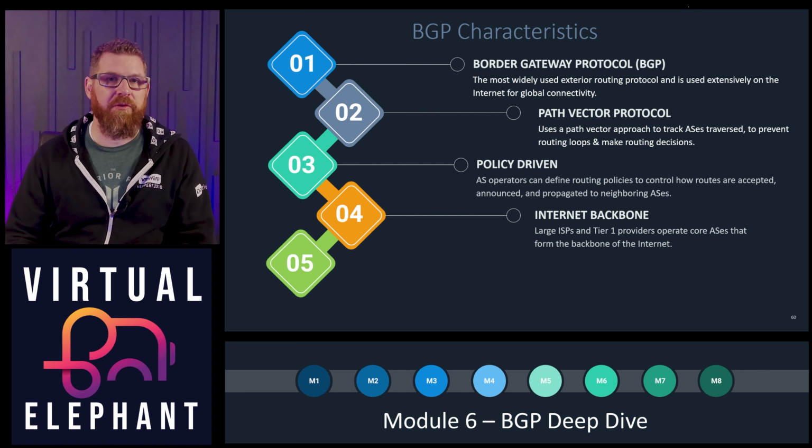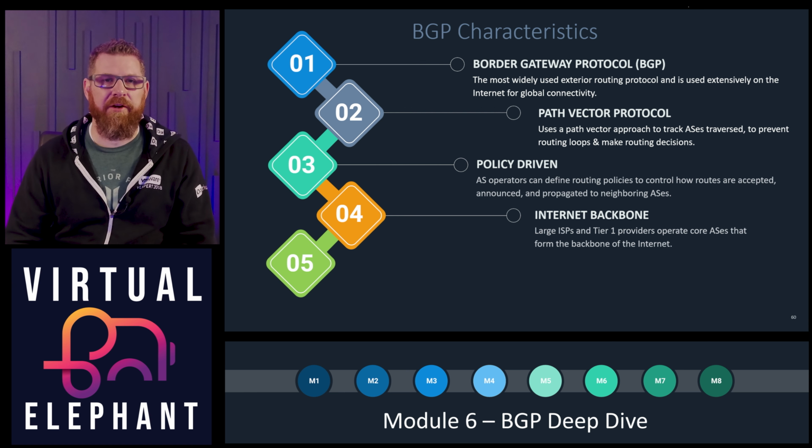BGP is also the internet backbone. So large ISPs and Tier 1 providers operate core ASs that form the backbone of the internet itself. And these ASs play a critical role in routing traffic between smaller ASs and ensuring global connectivity across the world.